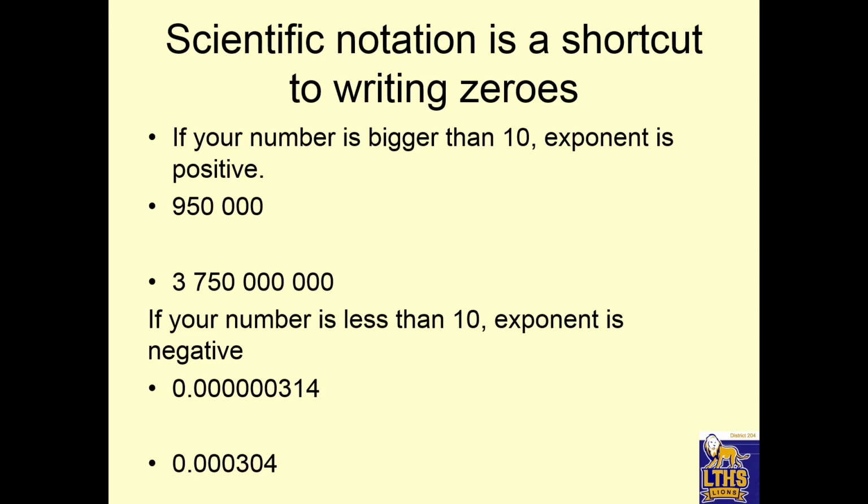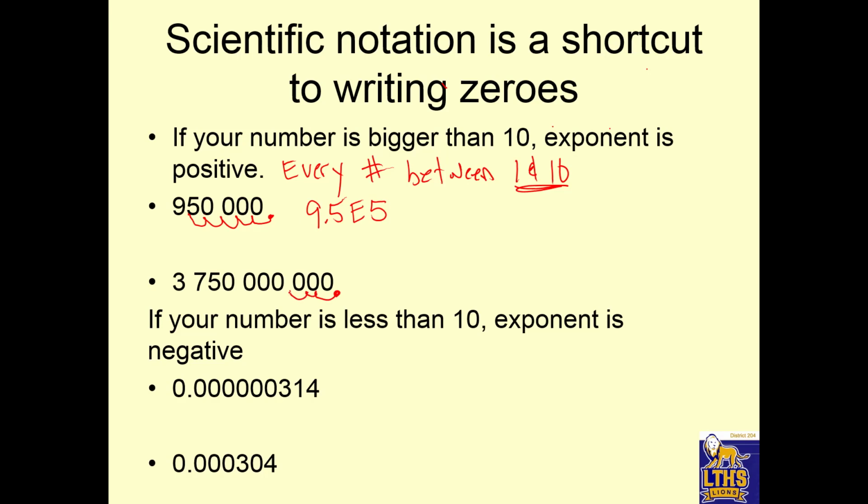Scientific notation is a shortcut to writing zeros. If your number is bigger than 10, the exponent is positive. Every number will be between 1 and 10. Okay? So here's the decimal point in my mind's eye, and I swing it 1, 2, 3, 4, 5. This gives me 9.5, so that's between 1 and 10. And if I moved it 5 places, then I have 9.5 E5. That's it.